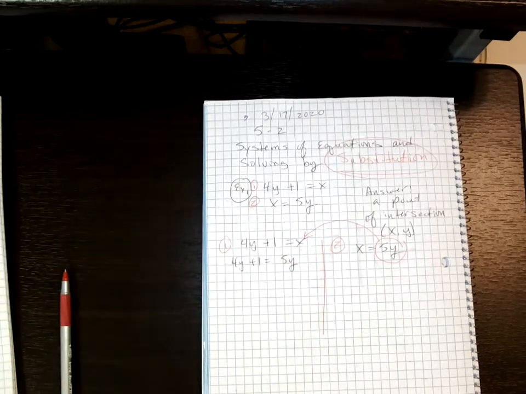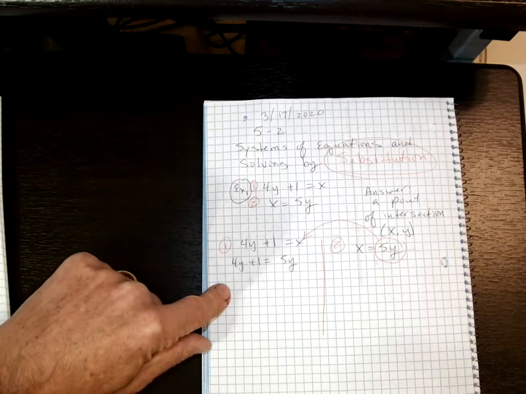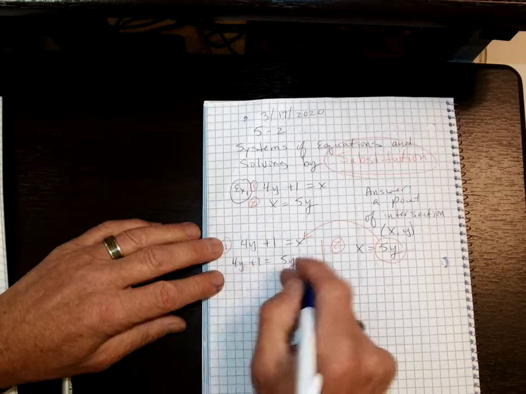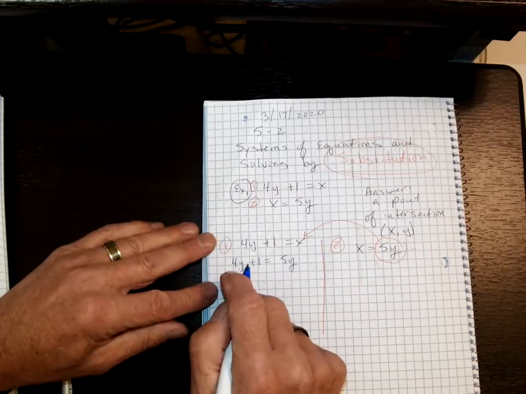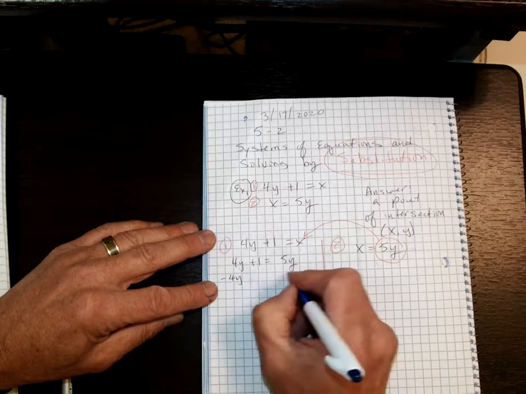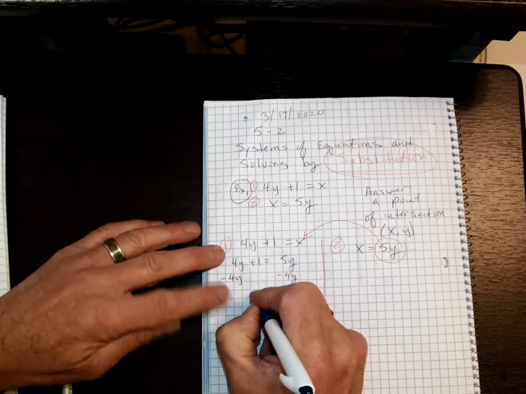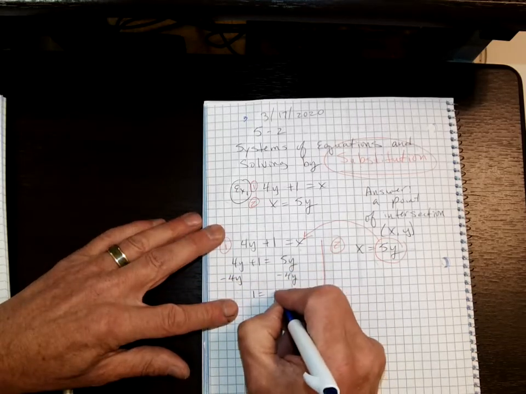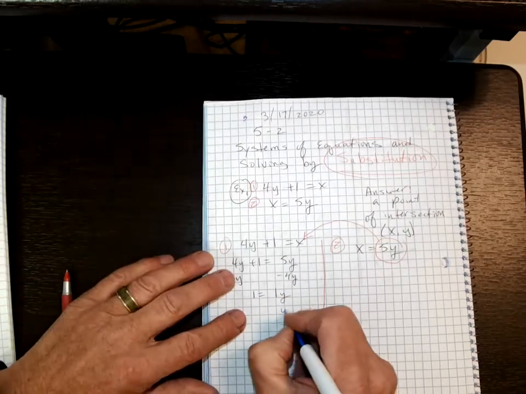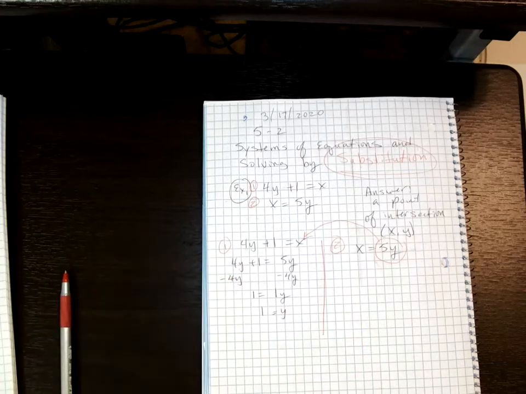Now, it gets pretty easy to solve, because all we have to do is solve for y, and we'll get one of the answers. There are 2 answers, but let's find one. So I'm going to solve for y here in equation 1. Minus 4y, I get 1 equals 1y, or y equals 1. All right, that was easy.